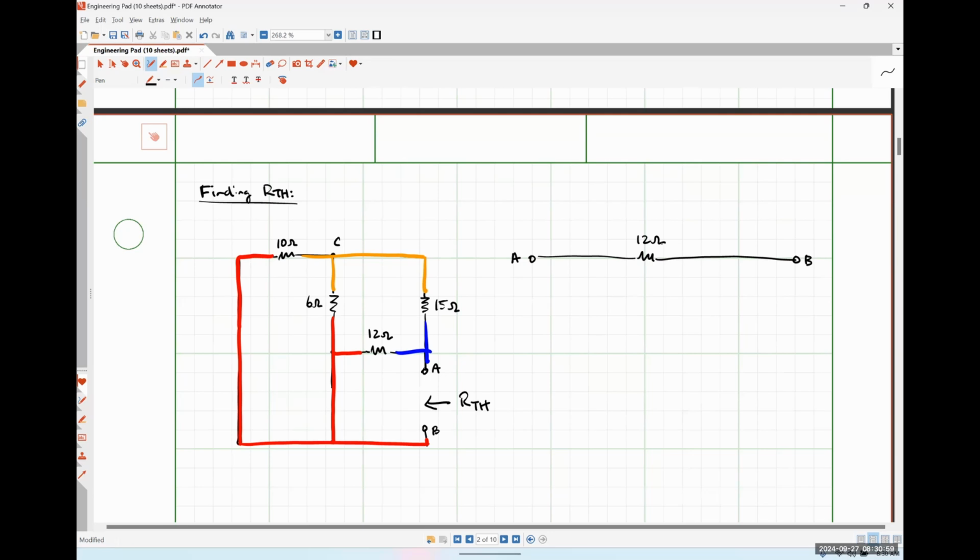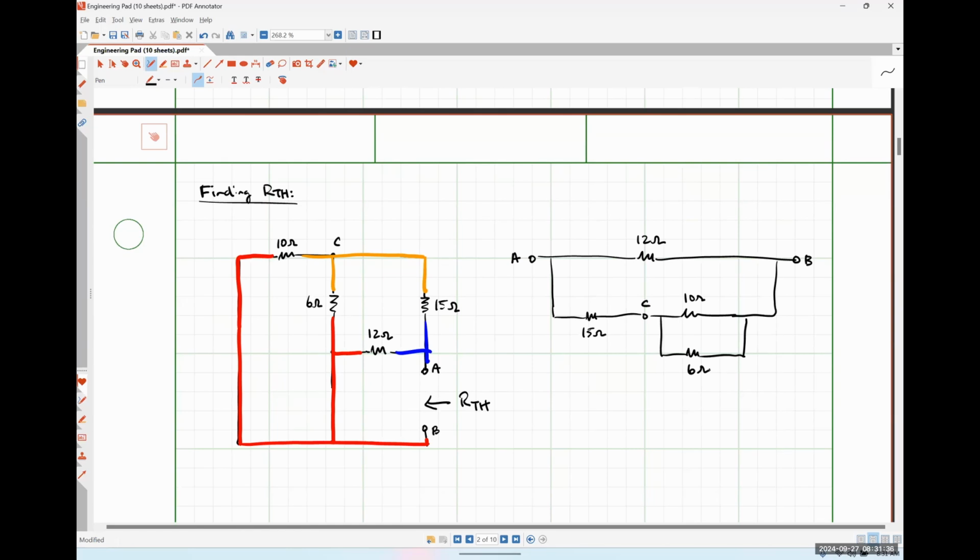I could also go from A to C to B. So let's put C right here. To go from A to C is through the 15 ohm resistor. And then to go from C to B is either the 10 or the 6. And so, okay, I don't have to do anything fancy here.